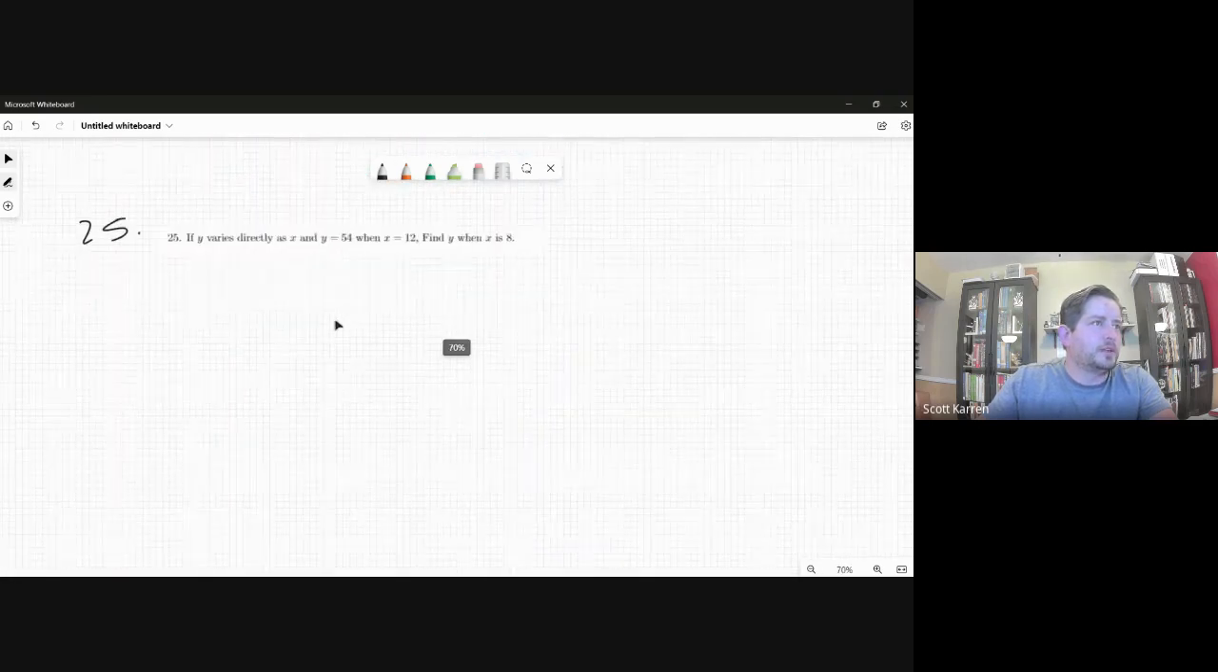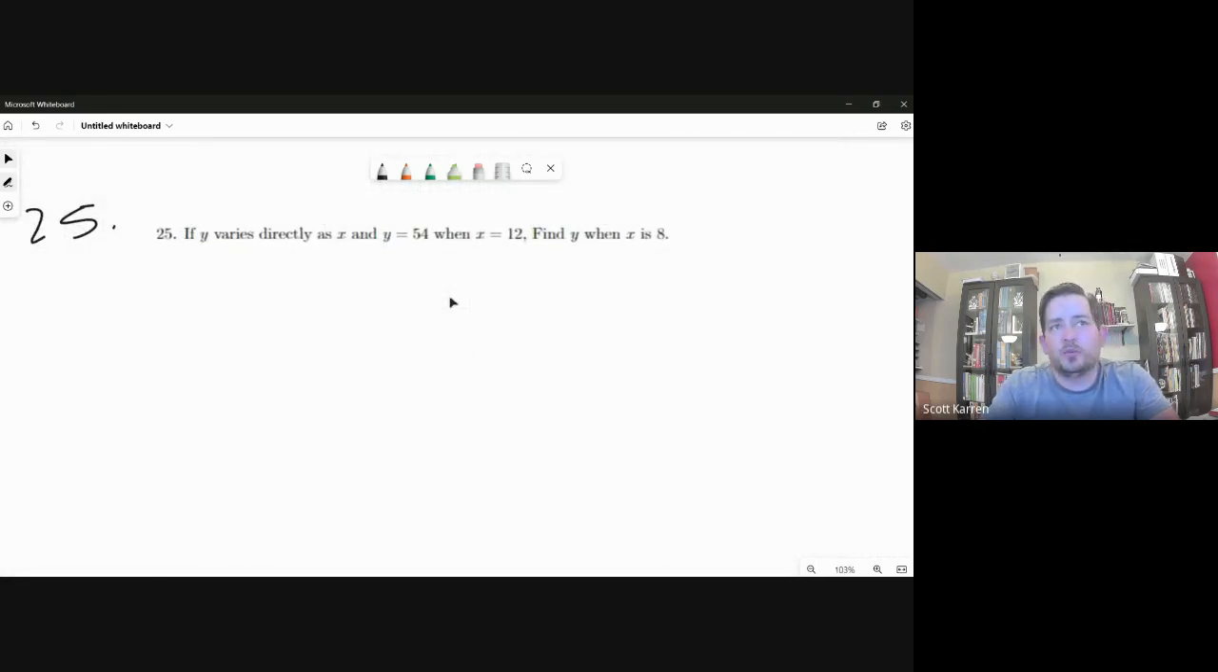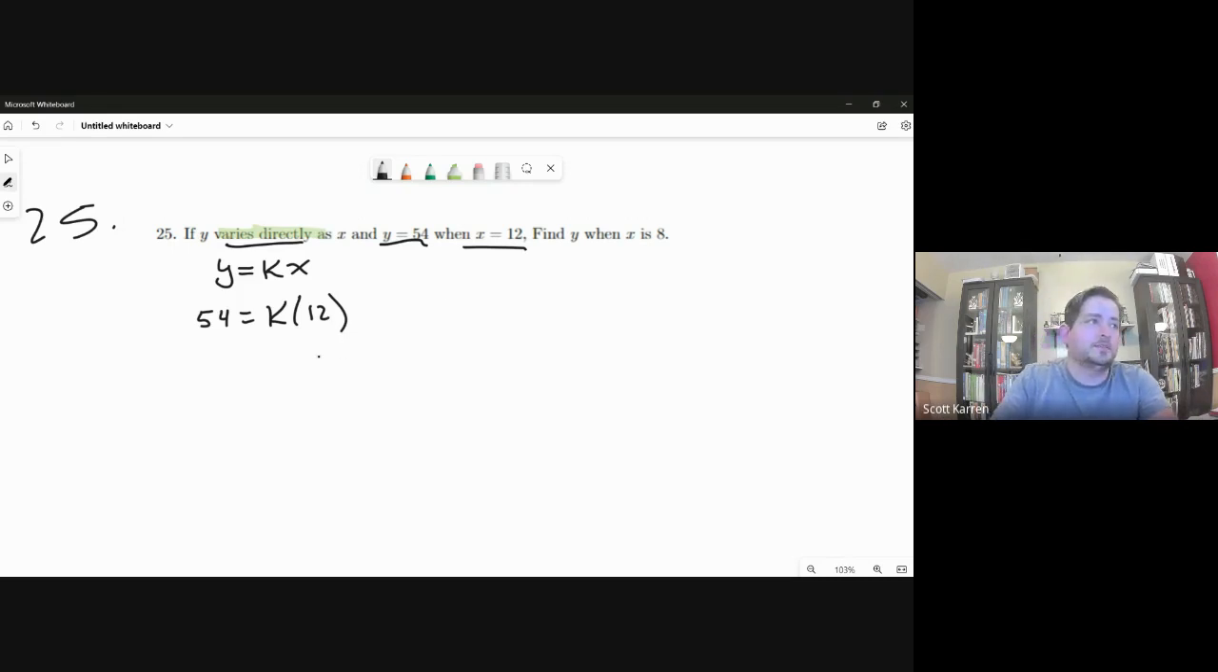So if y varies directly as x and y equals 54 when x equals 12, find y when x is 8. So it says if y varies directly, so we should know that our function is going to be y equals some constant multiple of x. That's what that means. And if y is 54 when x is 12, that means 54 can be replaced for y and 12 can be replaced for x, and that's still part of this equation. Doing this, I can figure out what k is.